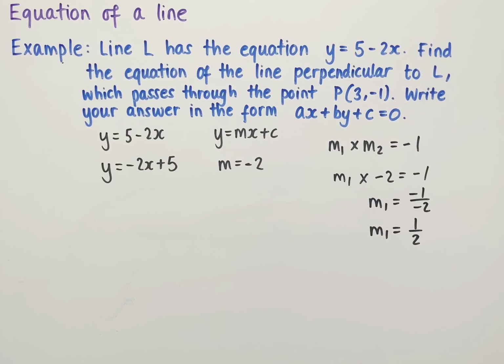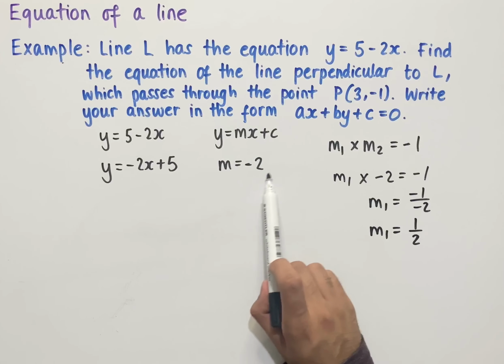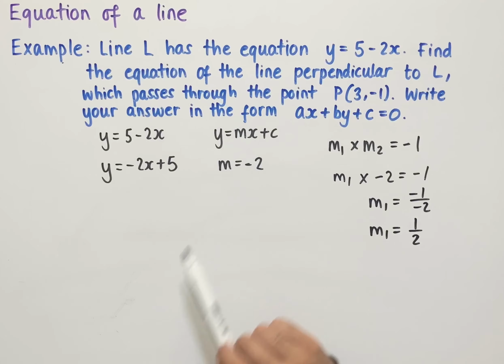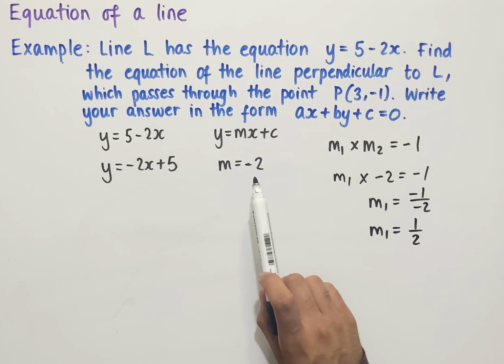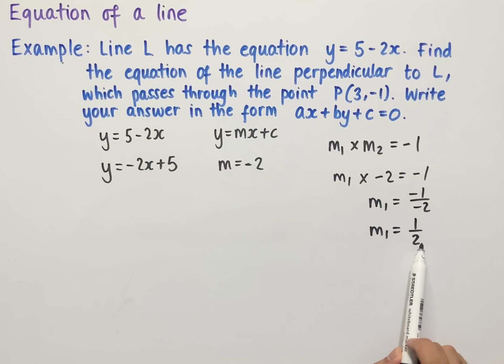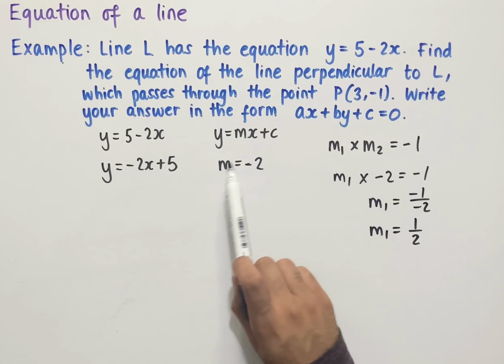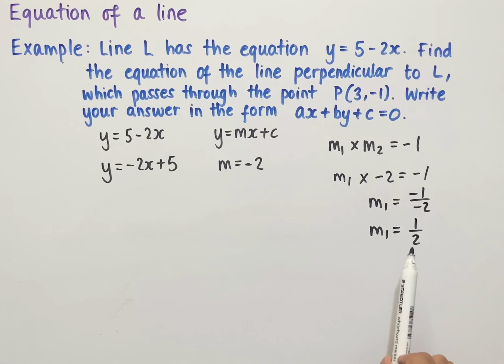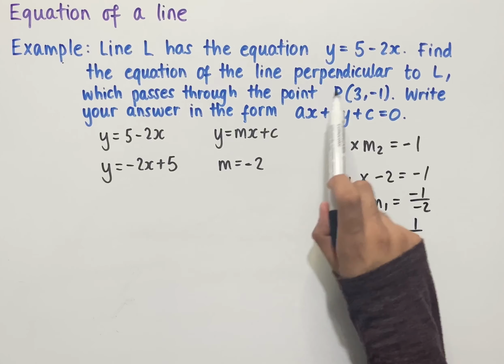And so hopefully we see that if we take the reciprocal of minus 2, we get minus a half. And then if we apply a negative to that, we get positive a half. So in other words, taking the negative reciprocal gives us the gradient of the line that's perpendicular. We have the gradient of the line perpendicular to L.